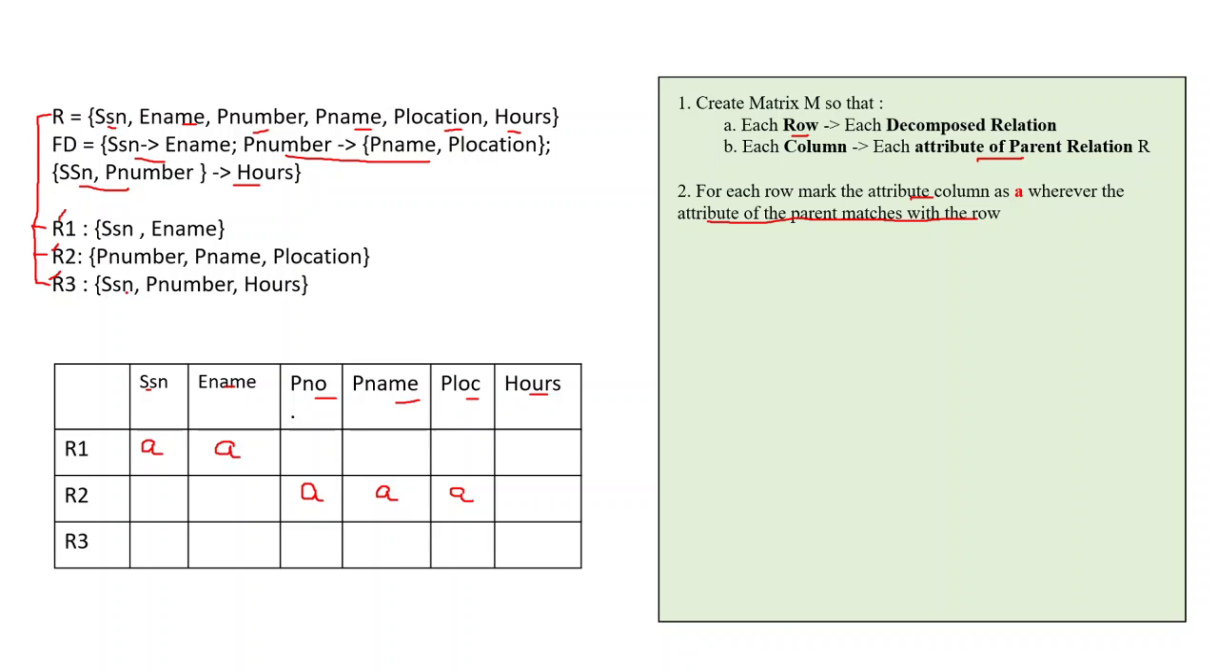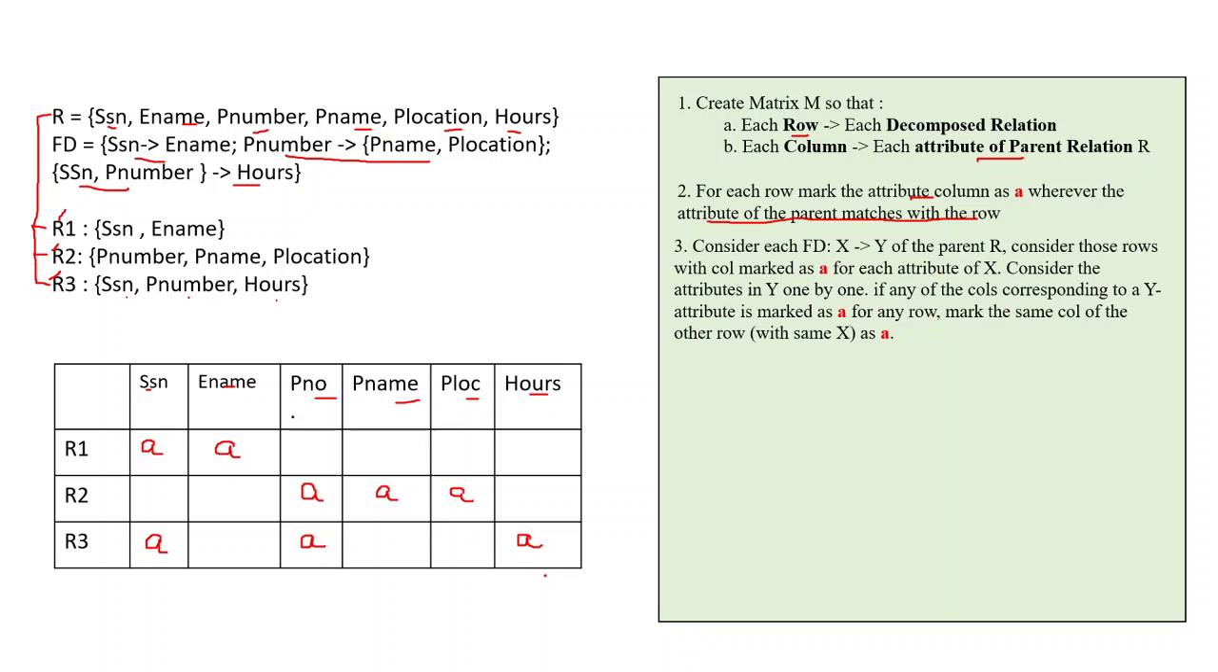Now we consider row number 3, or R3. R3 has attributes SSN, pnumber and Rs. So we mark the SSN column as A for R3. Then we have pnumber, so this column will also be marked as A. And then we have Rs, so the column corresponding to Rs for this row is marked as A. Now we move on to the next step.